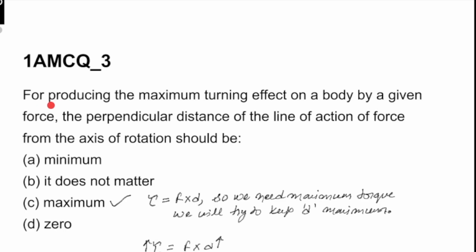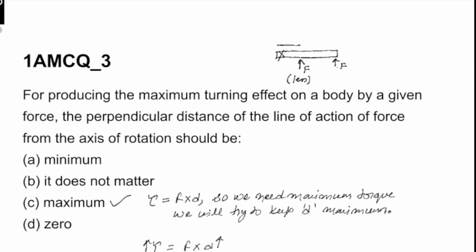Let's read this question. For producing the maximum turning effect on a body by a given force, the perpendicular distance of the line of action of force from the axis of rotation should be as far as we can go. For example, let me draw again, let's say I have a rod pivoted from here. If I want to create the maximum turning effect, I have to apply force here, right? Because if I don't apply force here and instead apply force on this side, the turning effect will be less. Remember, the force in both cases is the same. I'm applying the same force, but the turning effect by this force will be less.